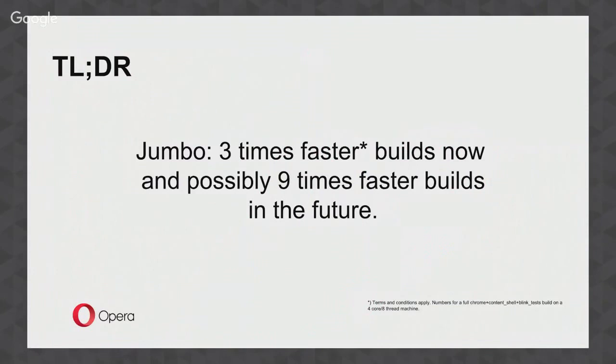So the really short presentation is that Jumbo works. It makes builds 3 times faster, and it can make it 9 times faster. And now, if people feel like falling asleep, this is where I have the critical patch.